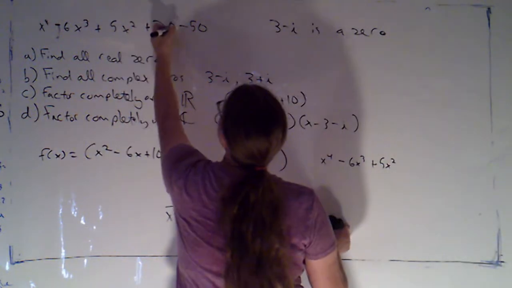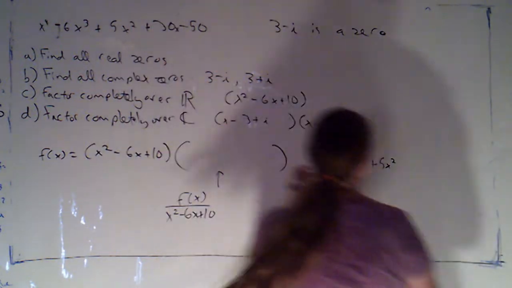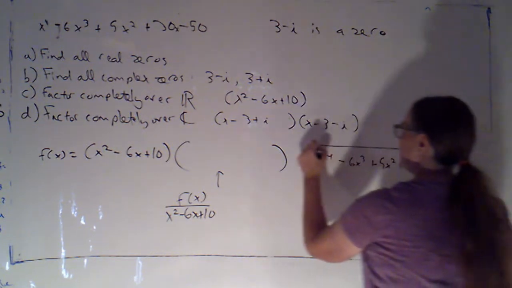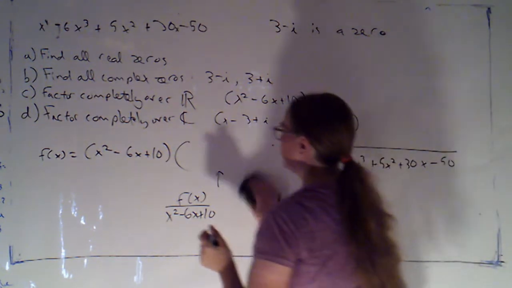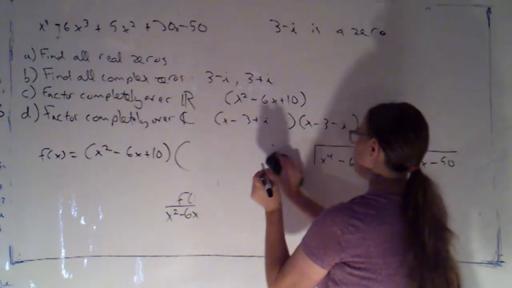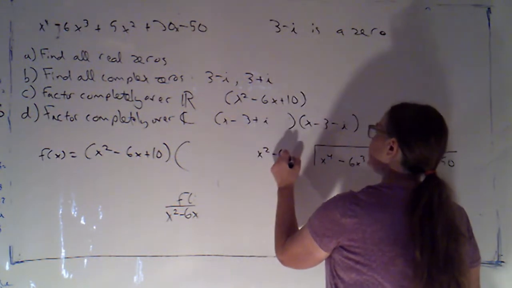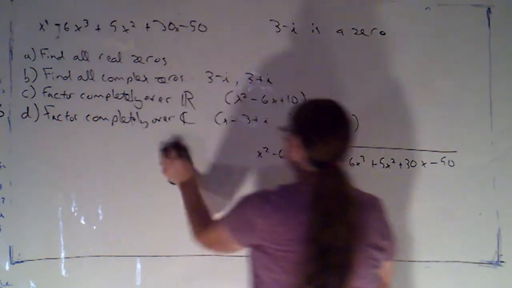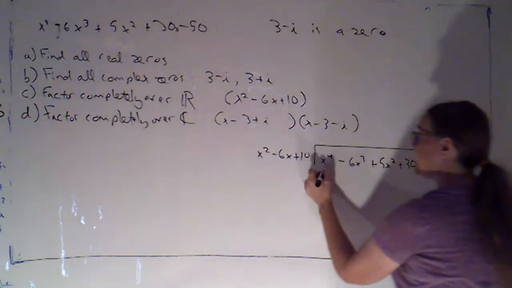I'm sorry, that should have been plus 30x, I think. Yes. Sorry, plus 30x minus 50. And I'm going to divide that by x squared minus 6x plus 10. Okay, so I look at my lead terms.